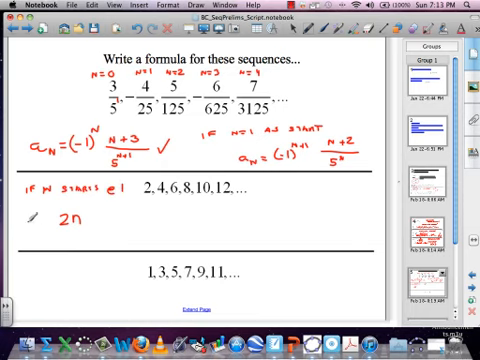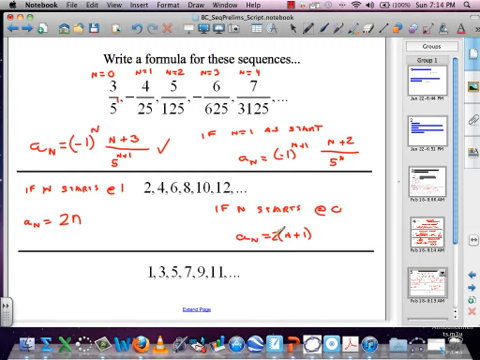If n starts at 0, I would want something else. Okay, so a sub n equals 2n works for this one. If n starts at 0, I would want a slightly different expression. I want the first term to be a 2, and I still want everything to be even, so I need the 2 in front. What would I do? n plus 1? Would that do it?